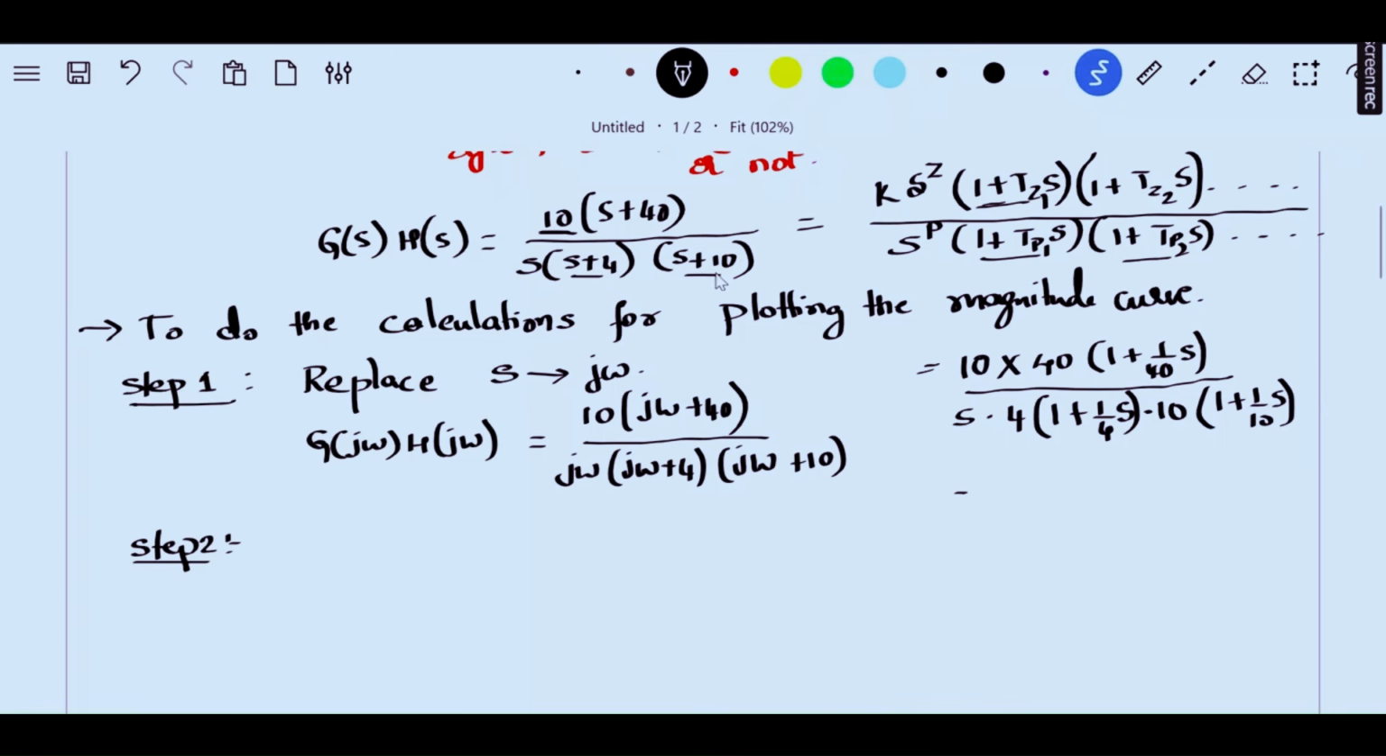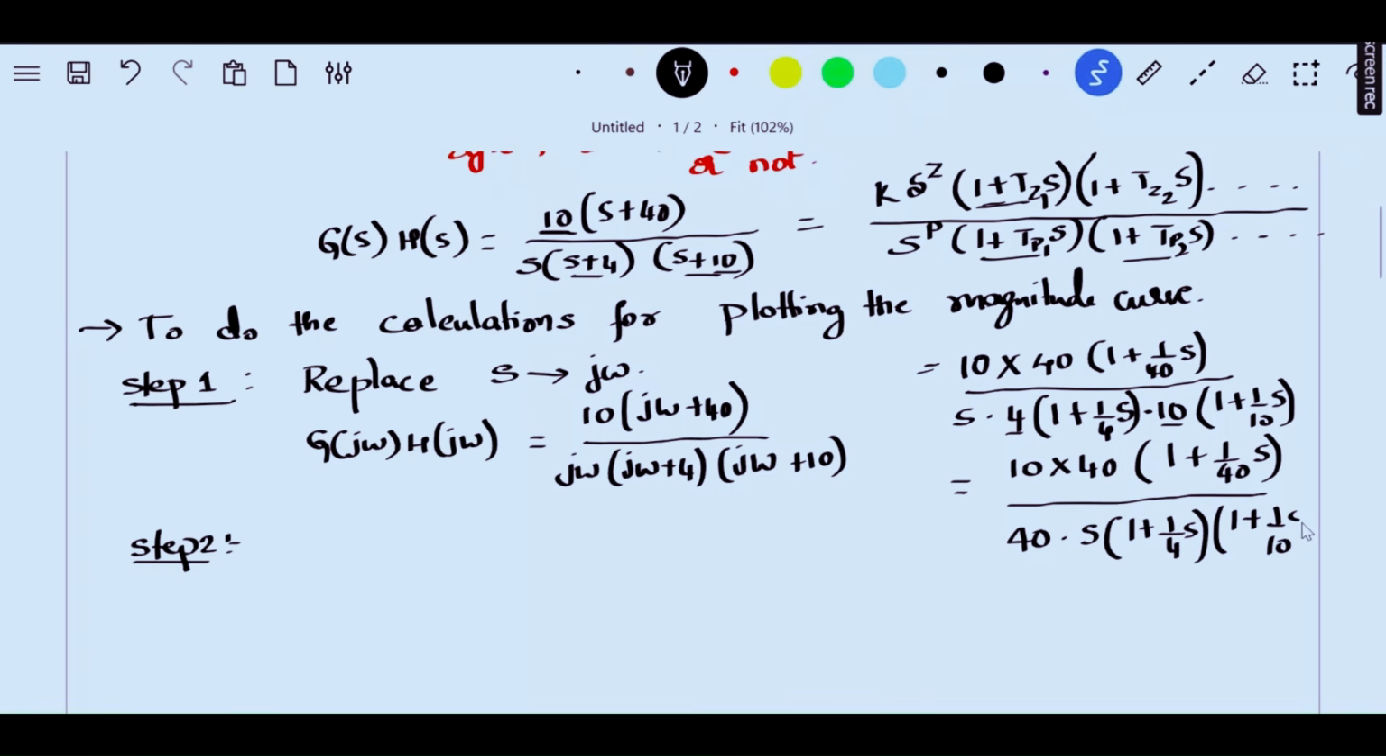And if I want to make this 10 as 1, I need to take 10 common there. So therefore, what I get here is 10 into 40 into 1 plus 1 by 40s divided by 4 into 10. If you see here, 4 into 10 is 40. 40 into S into 1 plus 1 by 4s into 1 plus 1 by 10s.